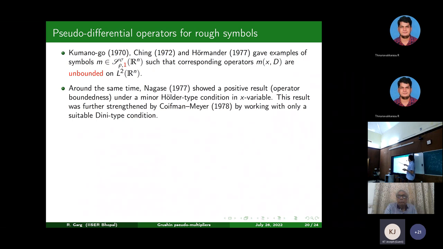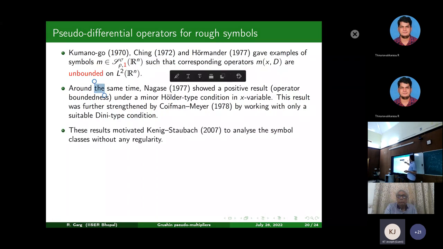Now, around the same time, Nagase did show a positive result by assuming something in the X variable. So basically the failure is at the X variable level. If you are giving me decay of too high, when you are taking derivative of the symbol in the X variable and allowing growth of too high type, then there is a problem.